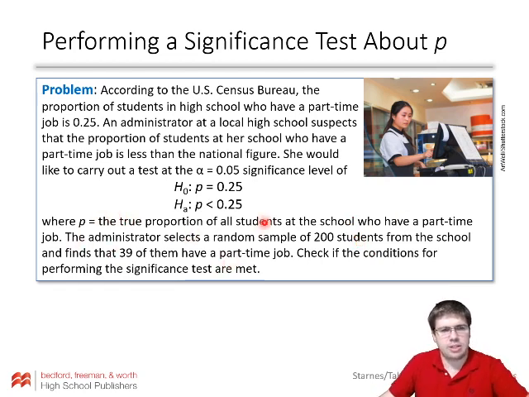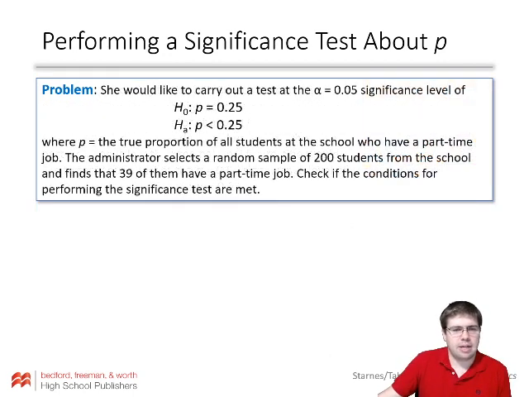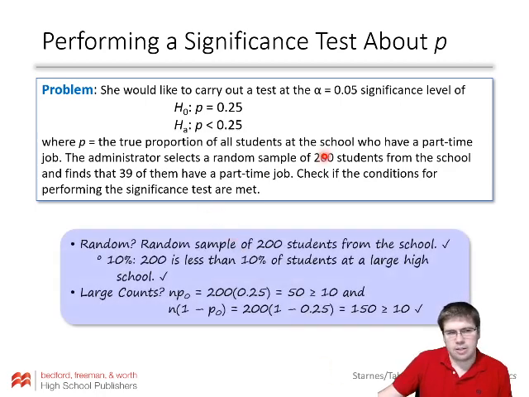The administrator selects a random sample of 200 students from the school and finds that 39 of them have part-time jobs. Check that the conditions for performing a significance test are met. And so we're going to want to go through those same exact three. We're going to check the random condition. In this case, they did select a random sample of 200.